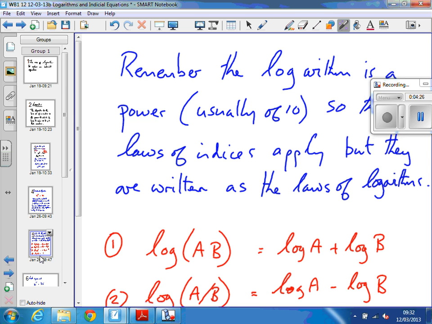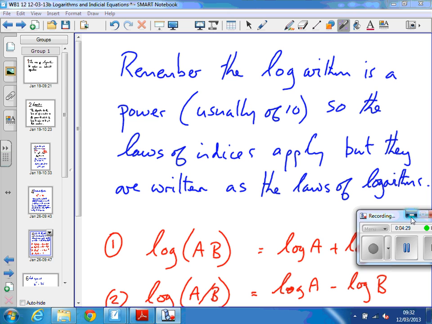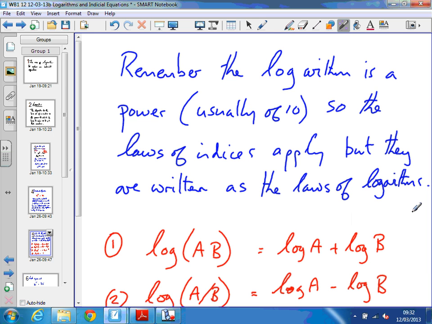We then have some rules of logarithms that help us to use logs. Logarithms are powers, and we've got the laws of indices written down. We looked at them at the beginning of today. Some base x squared times x cubed, we add the powers. If the base is the same, we can add the powers when we multiply them together.